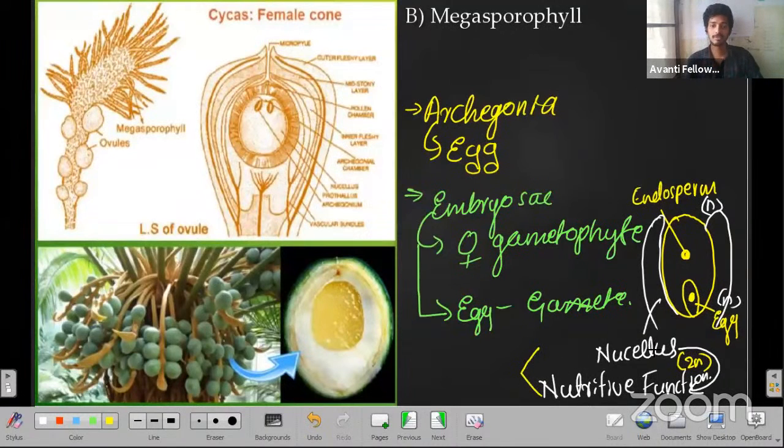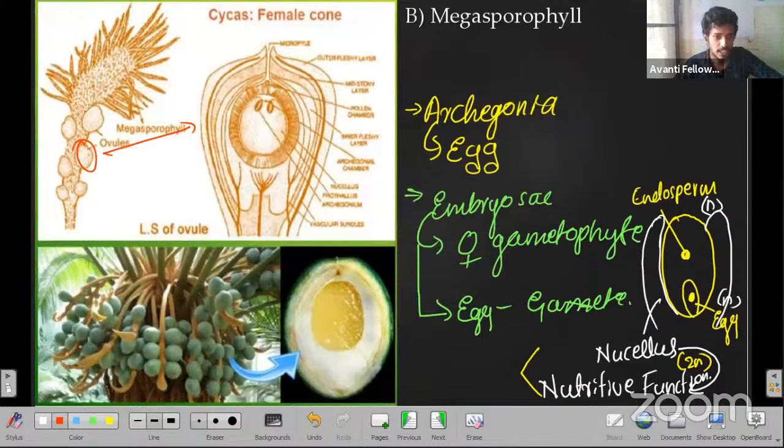So we will go to the next one. Here you can observe the different structures. We already saw the ovules, and the elongated and sectional view of this ovule. Female sex organ. No, it's not a fruit, bro.